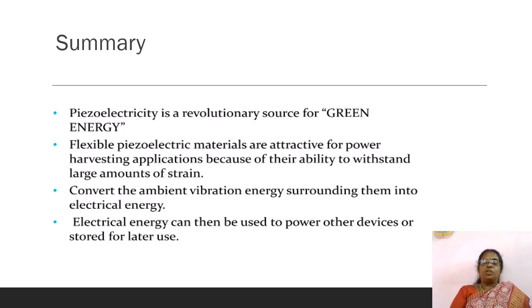Cars. So underneath the road surface, if we have this piezoelectric material, you can harvest an enormous amount of energy, and given their ability to withstand a large amount of strain, they convert the ambient vibration energy surrounding them into electrical energy. This electrical energy can then be used to power other devices or stored for later use. I hope you understood PVDF and piezoelectric property in detail.